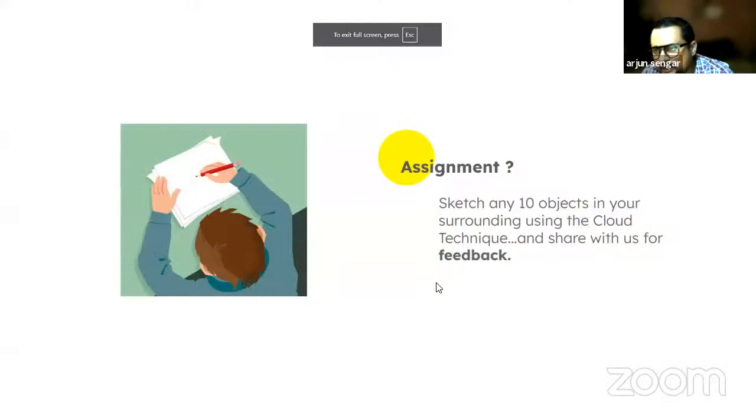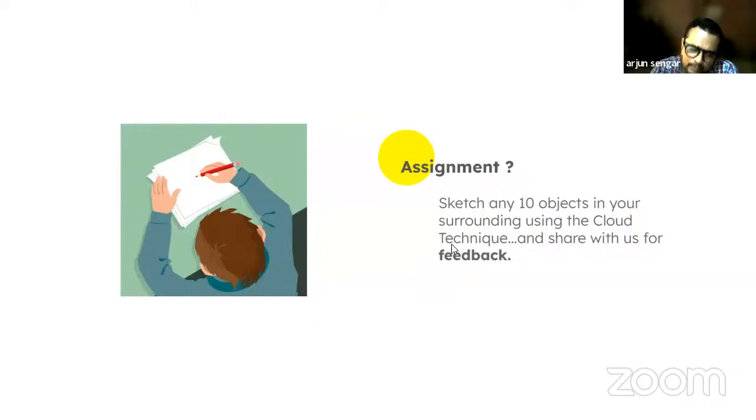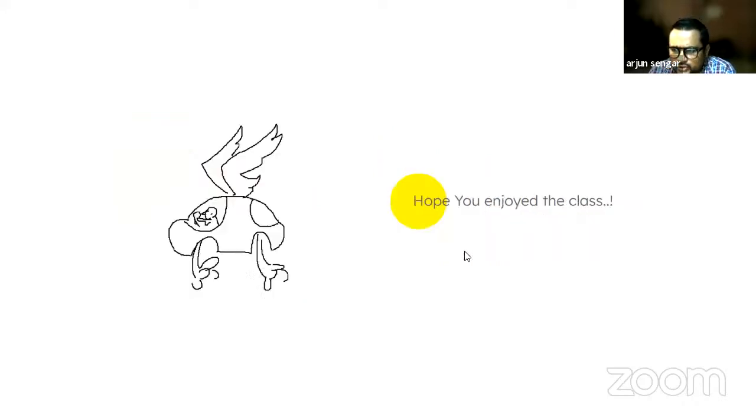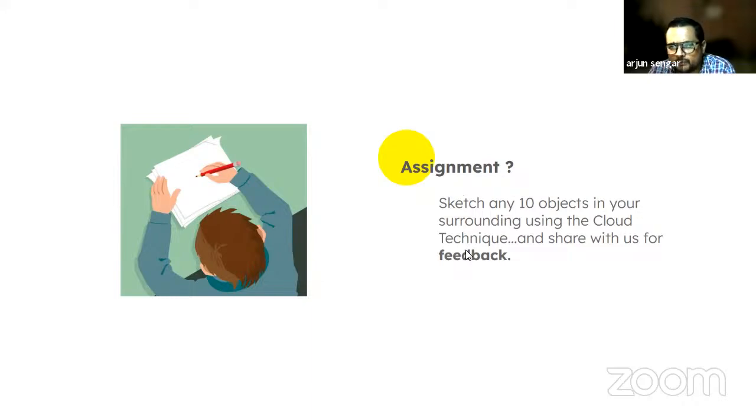What I want is that you look at 10 objects around you, whatever 10 objects, and try to sketch them using the cloud technique. So step number one, don't forget to make the axis. Step number two, start adding volume to the axis by tilting the axis without worrying, only trying to maintain the proportions. Step number three, add the details. Step number four, the shadow. That's all you have to do. All the 10 objects, whatever you choose. You can share your sketches with me on the drive link, which is already shared in the chat box.